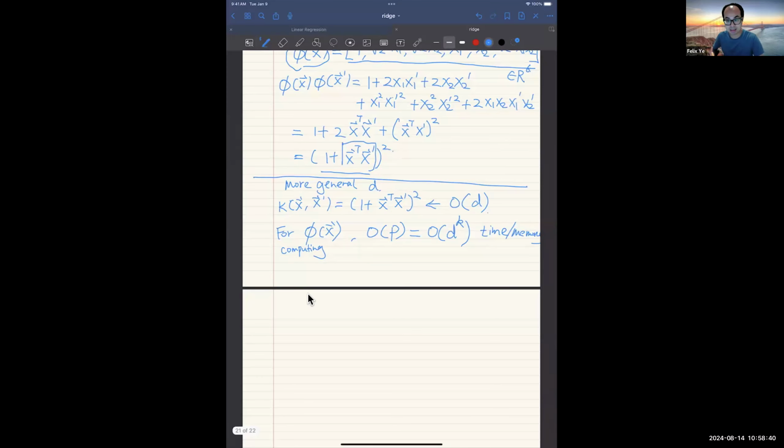So, the comparison: if we are trying to calculate this K matrix right here, which is K_ij, where i and j go from 1 to n, it will only cost about n squared times d.